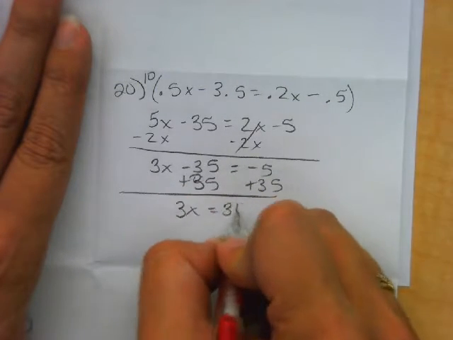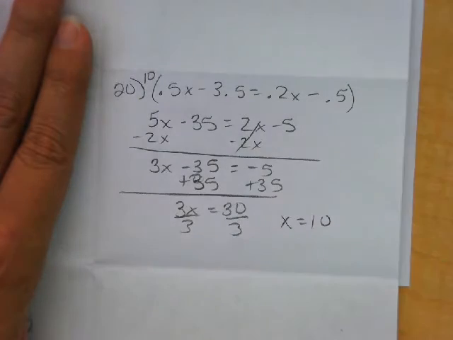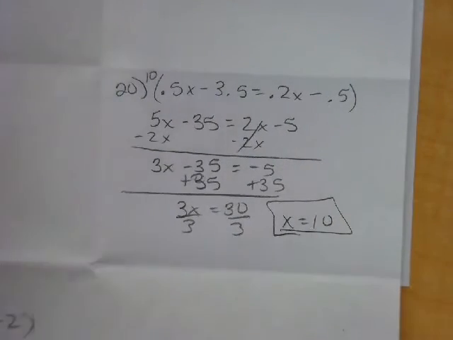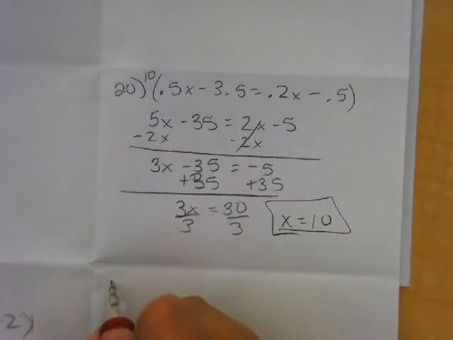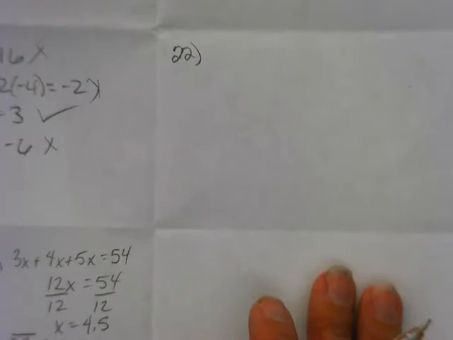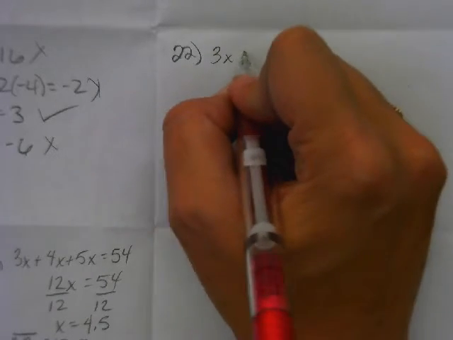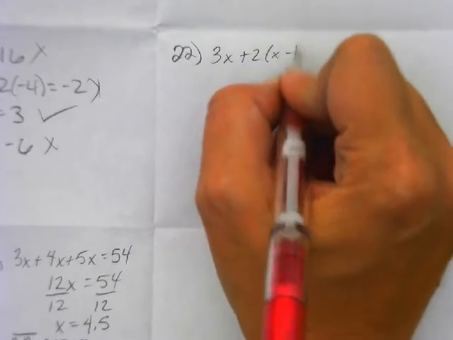3x equals 30. X equals 10. Okay? This test is not going to be on the computer. It will all be written out. Okay? So number 22 is again getting bigger, starting to use more and more steps.